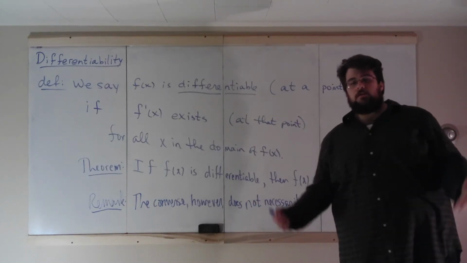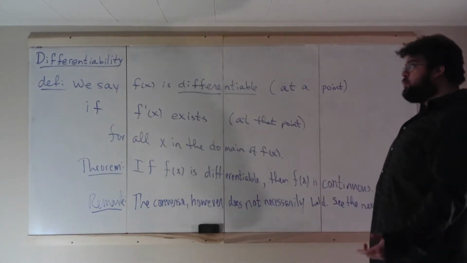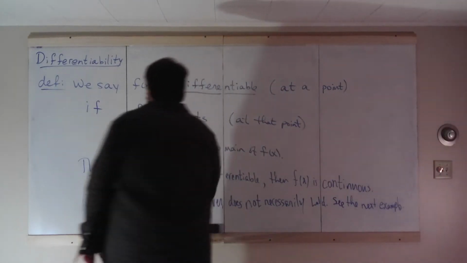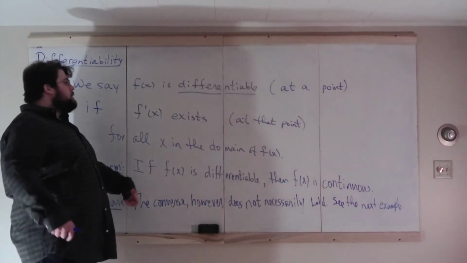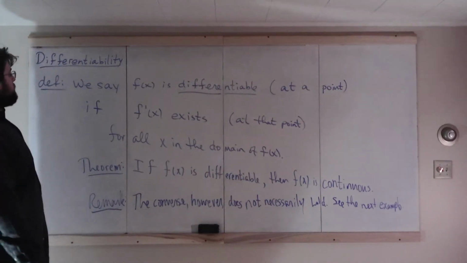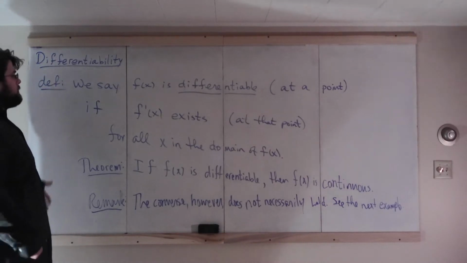Here we're going to discuss differentiability and what it means for a function to be differentiable. So we say f is differentiable, D-I-F-F-E-R-E-N-T-I-A-B-L-E. F is differentiable at a point if f prime exists at that point.